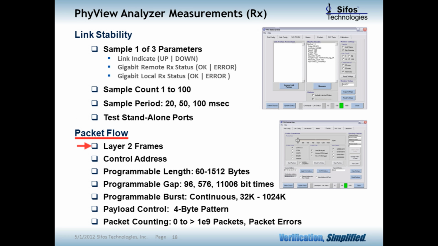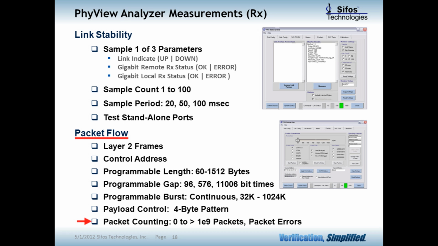Each test port also offers a layer 2 frame generator and counting resource. This is beneficial for receiver testing in devices such as Ethernet switches with 2 or more 10, 100, 1000 ports and the ability to bridge layer 2 traffic between those ports. Transmit packet length is programmable, as is packet gap, with maximum packet flows at line rate. Packet flows may be continuous or bursted counts. 4-byte repeating payload patterns can also be configured.